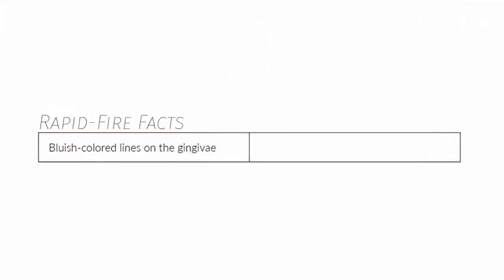Now we have one rapid fire fact. If you see bluish colored lines on the gingiva, you should probably think about lead poisoning. So these are called Burton's lines.